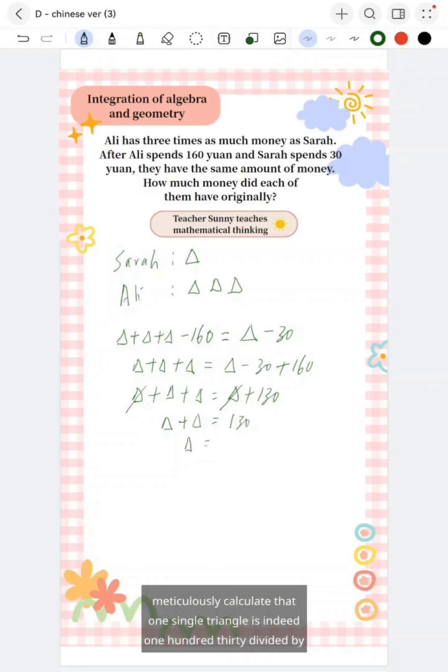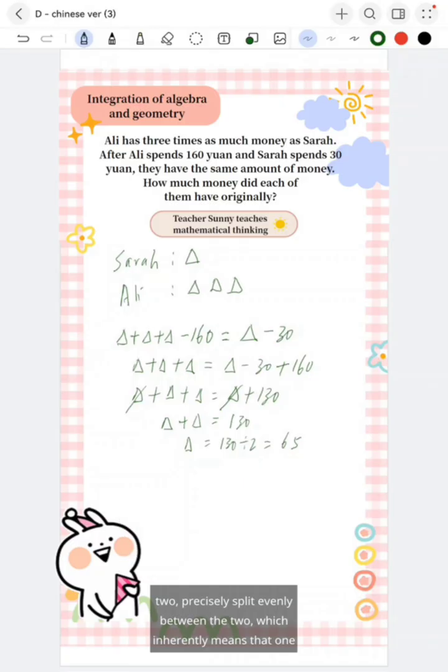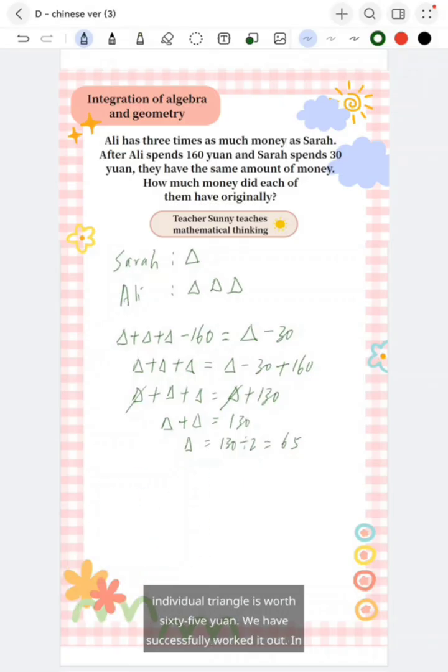So, we can calculate that one triangle is 130 divided by 2, split evenly between the two, which means that one triangle is worth 65 yuan. We have successfully worked it out. In other words, this amount is what Sarah originally had, which is exactly 65 yuan.